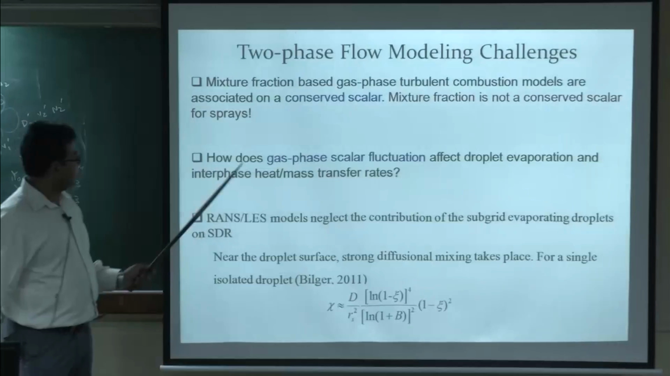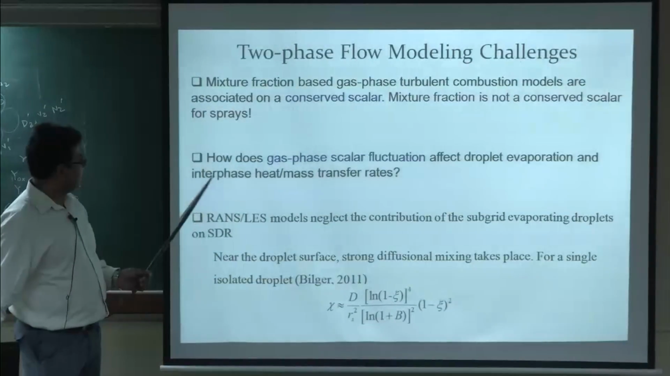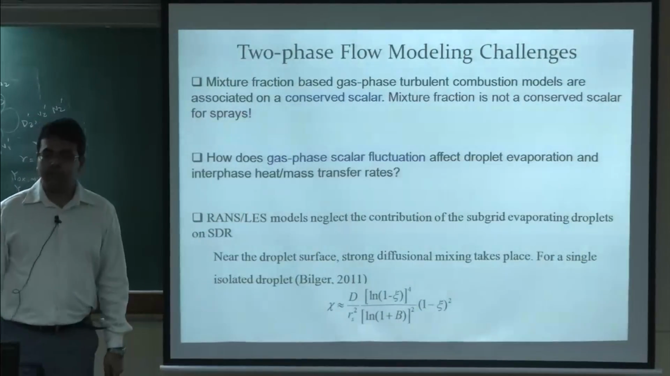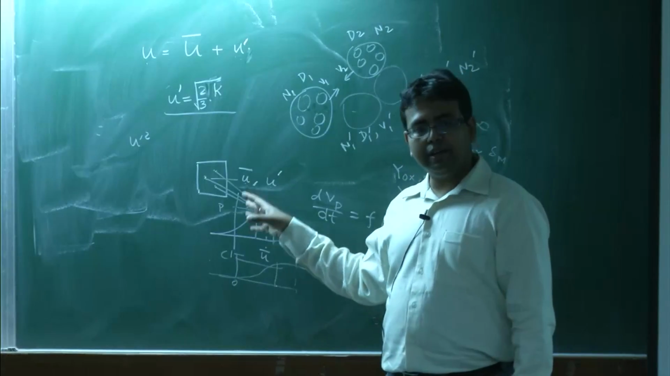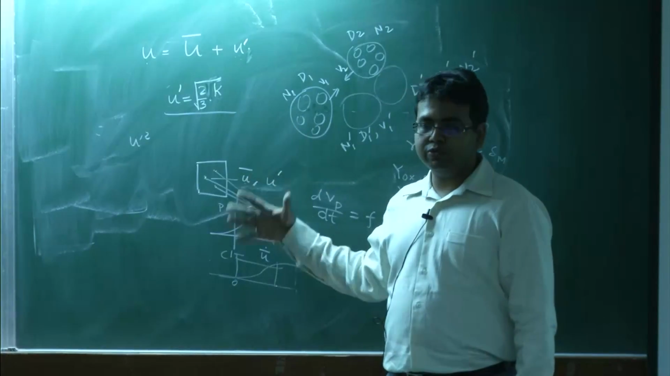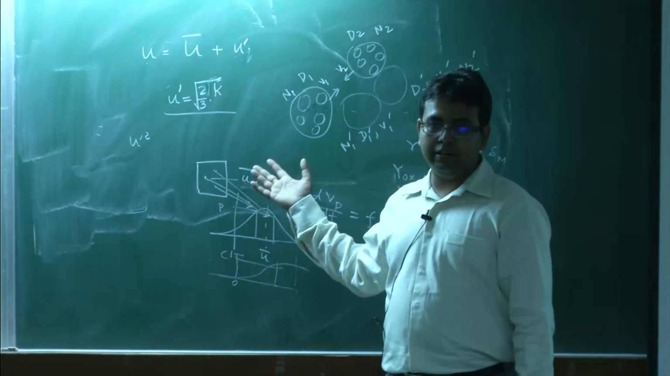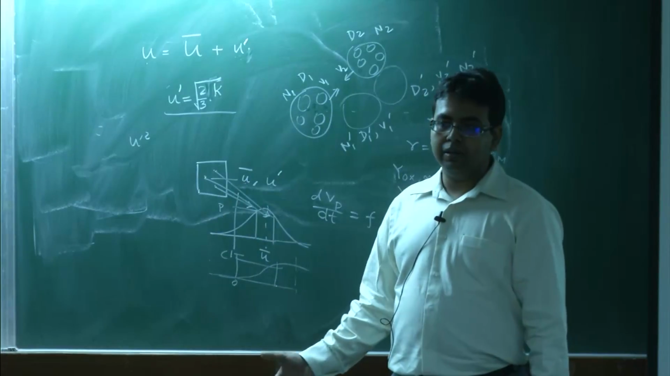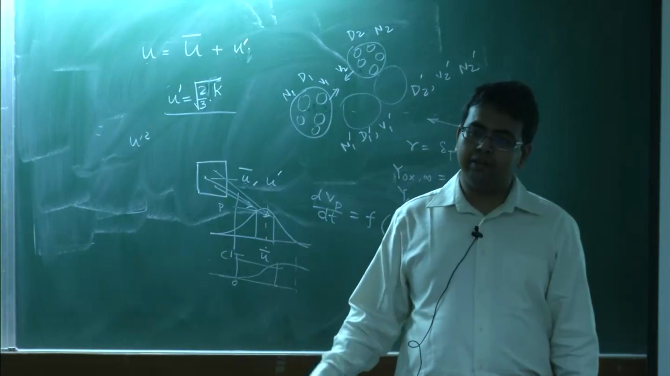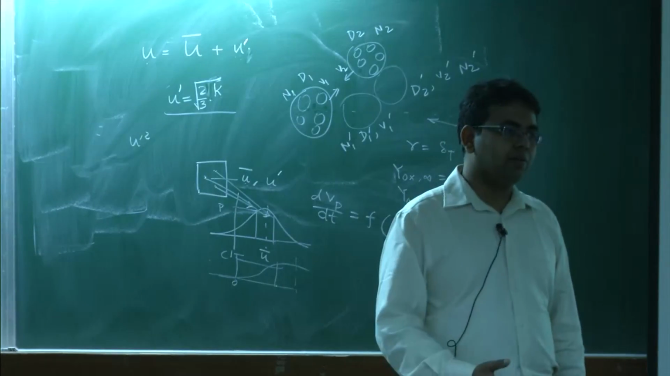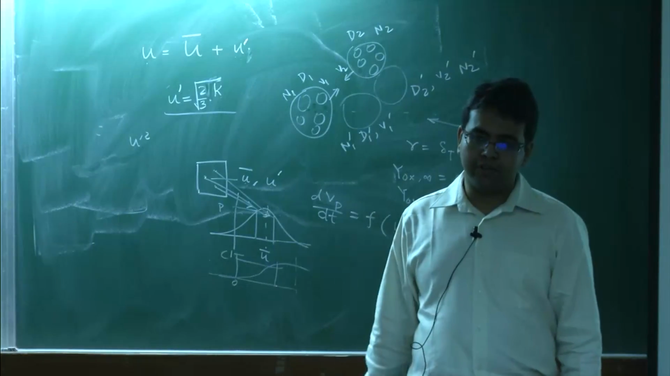Okay. Now the question is, how does gas phase scalar fluctuation affect droplet evaporation and interface heat and mass transfer rate? Okay. As we have seen, in a turbulent flow there is a fluctuation in the velocity that has already been considered, but so far the fluctuations in the temperature and the composition were never considered in the droplet evaporation case. Okay. But we know in a flame these quantities also vary very wildly. Okay. So in our models we should have some means to account for these fluctuations of temperature and the concentrations.